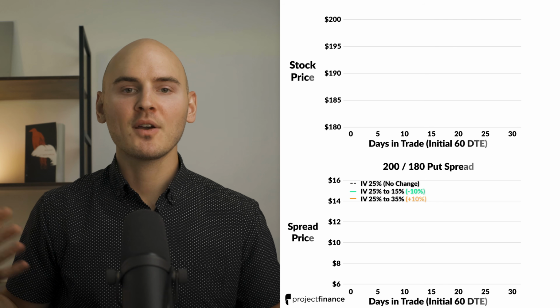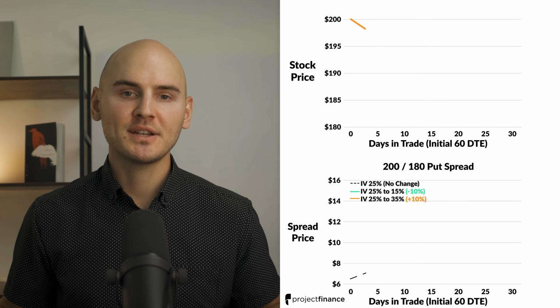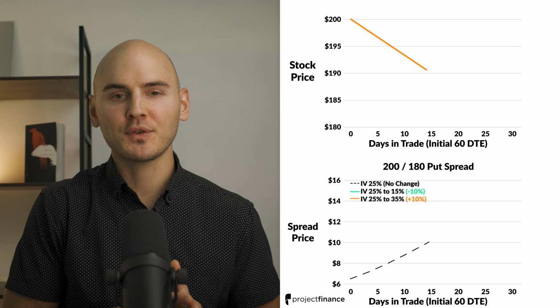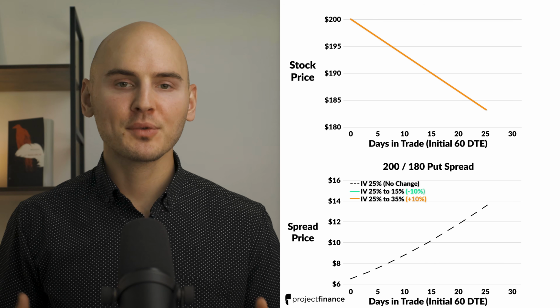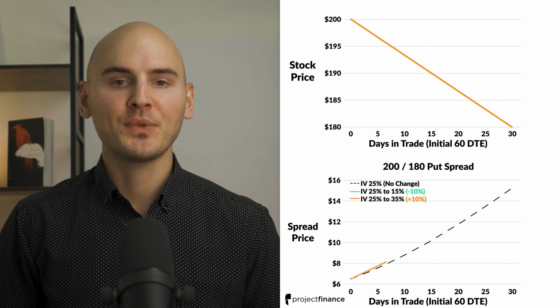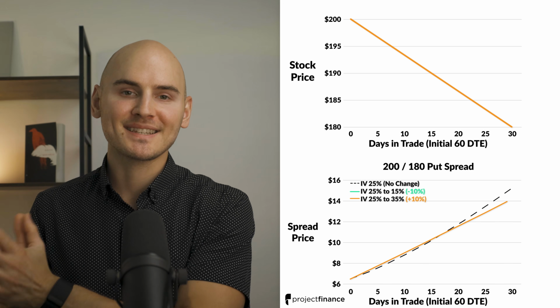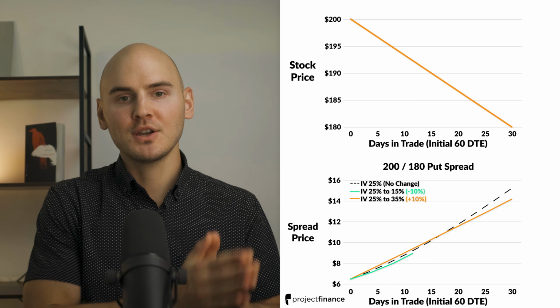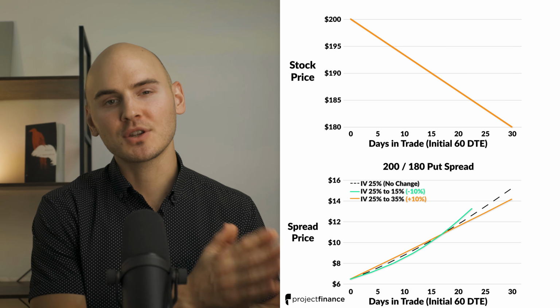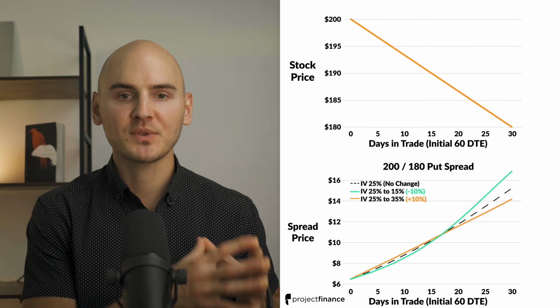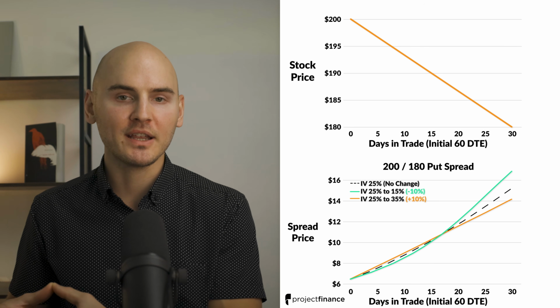As we can see, when the stock price falls from $200 to $180 over the first 30 days of this trade, all three of these put spreads gain value, which makes sense because they are all becoming fully in the money because the stock price is going from $200 to $180, which is the short put option's strike price. So all three of these spreads are making money.